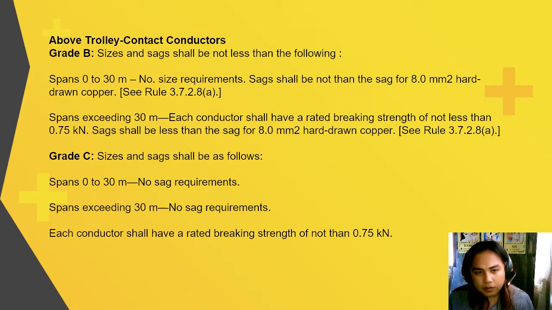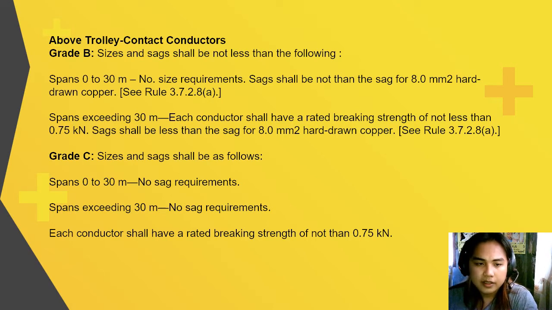For the span 0 to 30 meters, the requirement shall be not less than the sag for 8.0 square millimeter hard drawn copper. For spans exceeding 30 meters, each conductor shall have a rated breaking strength of not less than 0.75 kilonewton. Sag shall not be less than the sag for 8.0 square millimeter hard drawn copper.